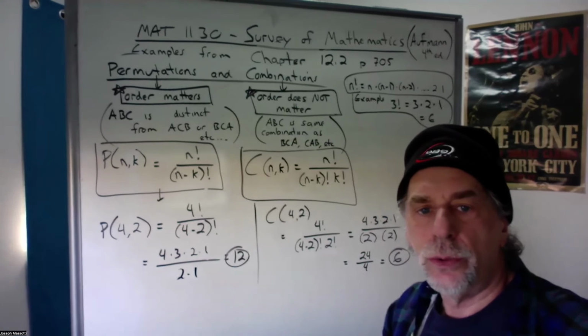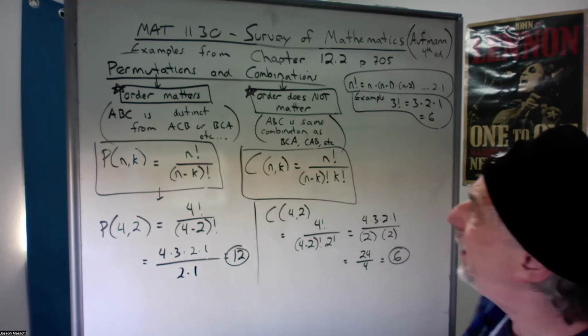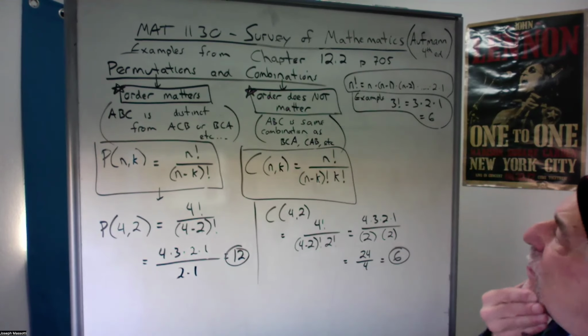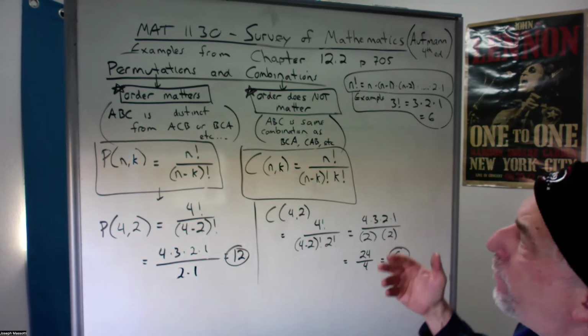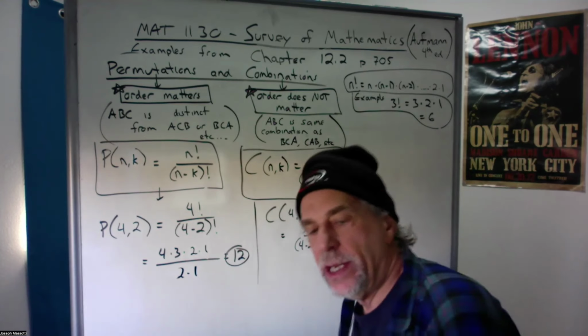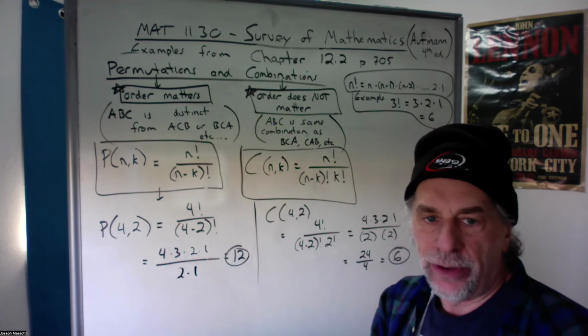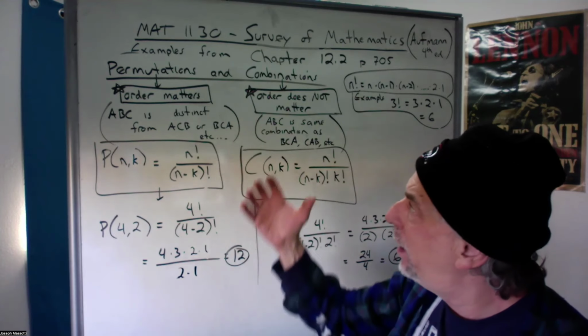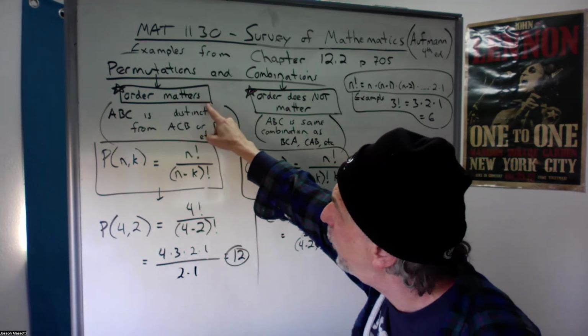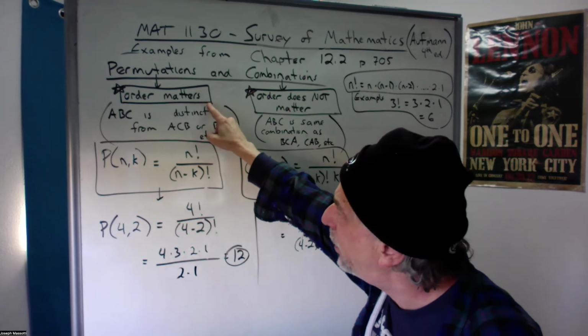All right, 12.2, we're talking about permutations and combinations. So permutations and combinations are basically how many ways can we take a certain number of items from a larger number of items. The big difference is for permutation, the order matters.